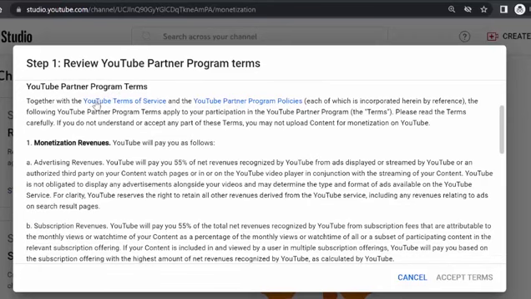Together with the YouTube Terms of Service and the YouTube Partner Program Policies, each of which is incorporated herein by reference, the following YouTube Partner Program terms apply to your participation in the YouTube Partner Program, also known as the terms. Please read the terms carefully. If you do not understand or accept any of these terms, you may not upload content for monetization on YouTube. Right.